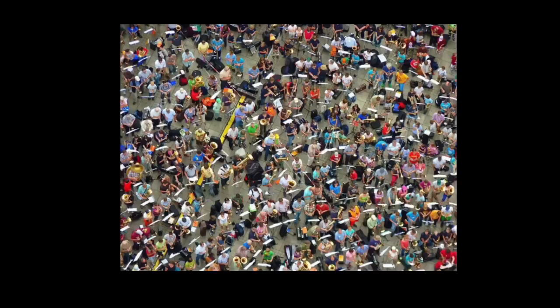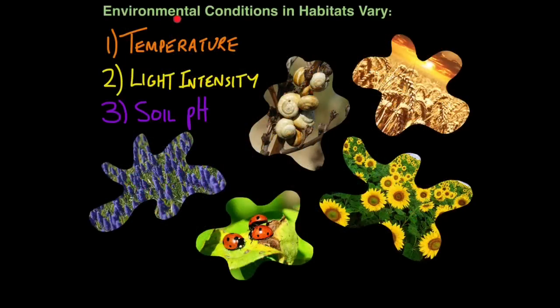I could also use sampling techniques to, let's say, work out or estimate the number of tuba players in this picture. You see, environmental conditions in habitats can vary, and this can have a direct effect on population size. Population is the number of one species living in a specific area. So, environmental conditions can vary in terms of temperature, light intensity, and acidity of soil. All these things directly affect a population.